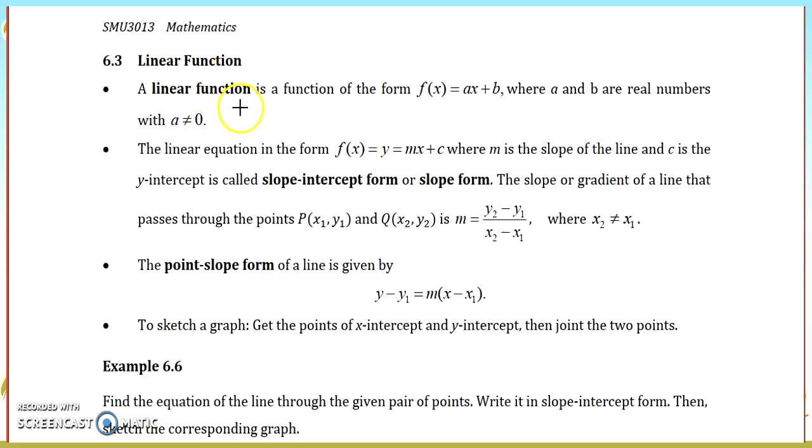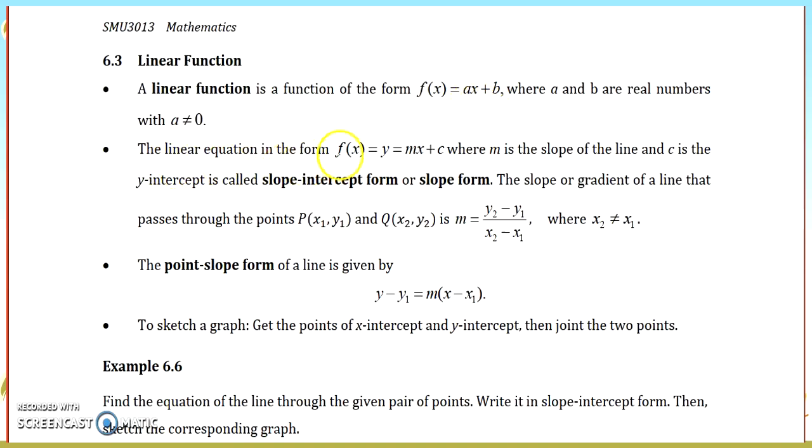A linear function is a function of the form f(x) = ax + b, where a and b are real numbers and a cannot be 0. It means a linear function is a polynomial function with degree 1.